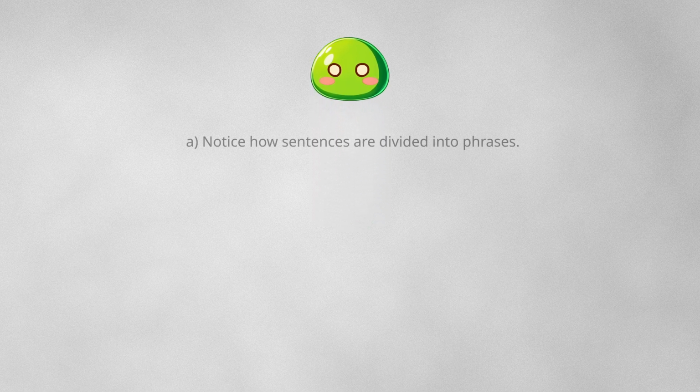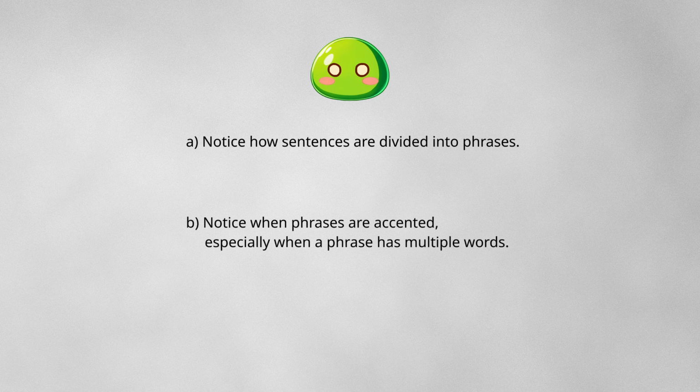My model shows that it is important to A, notice how sentences are divided into phrases, and B, notice when phrases are accented, especially when a phrase has multiple words.